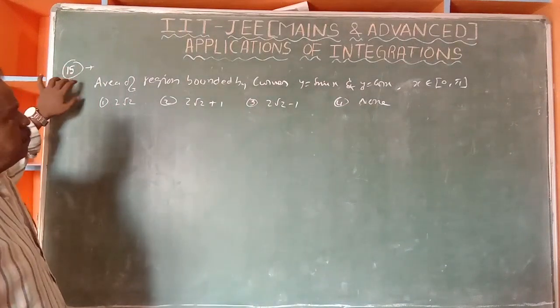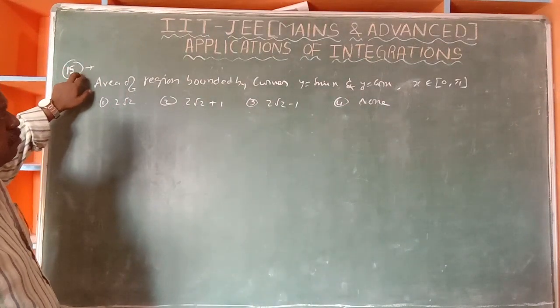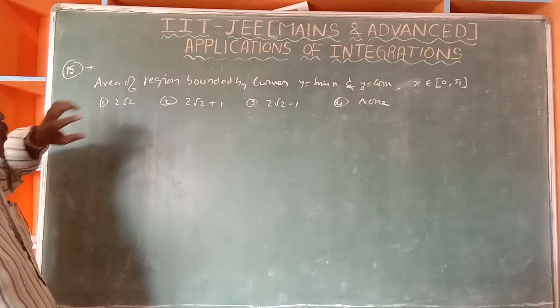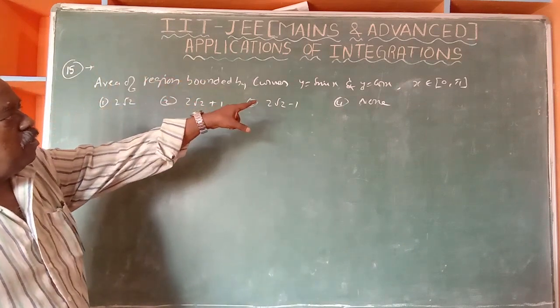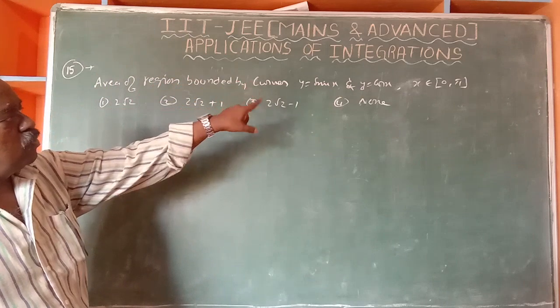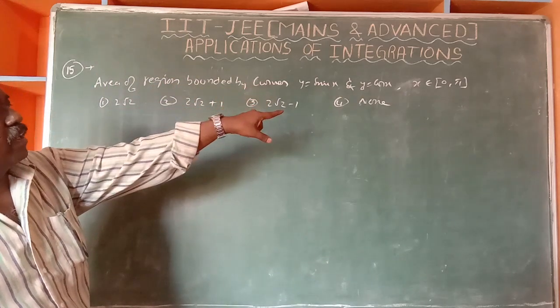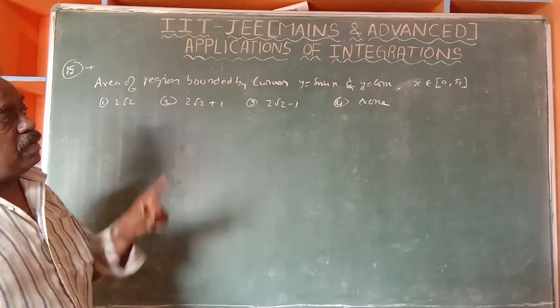This is the last problem, the 15th problem. You see, I have to find the area of the region which is bounded between the two curves y is equal to sin x and y is equal to cos x in the interval 0, pi.